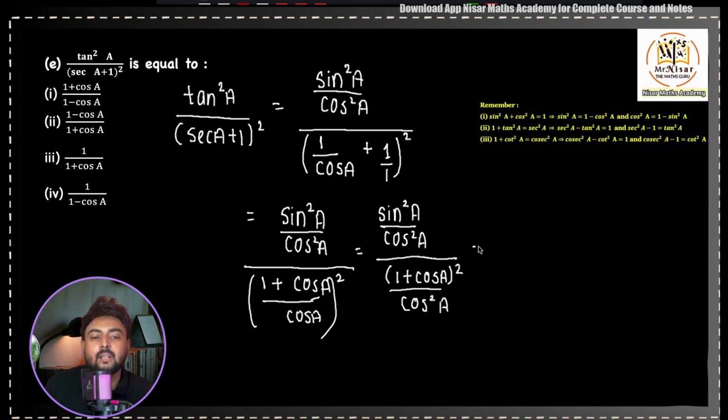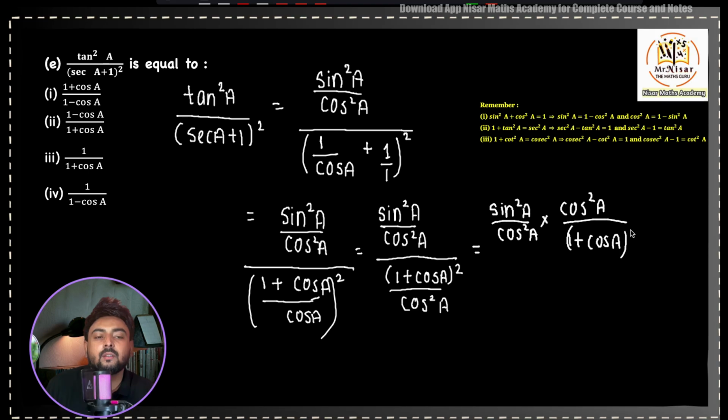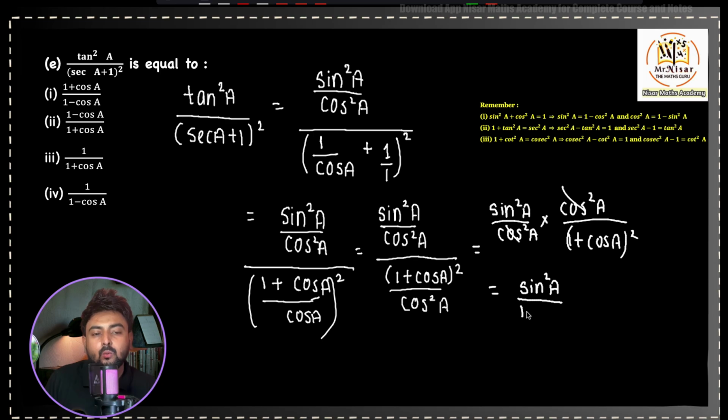Yeah, now it may look like this. Sin square A upon cos square A into, just reciprocal it, cos square A upon 1 plus cos A whole square. Now what will happen? This cos will get cancelled, and what is remaining now? We are left with sin square A upon 1 plus cos A whole square.